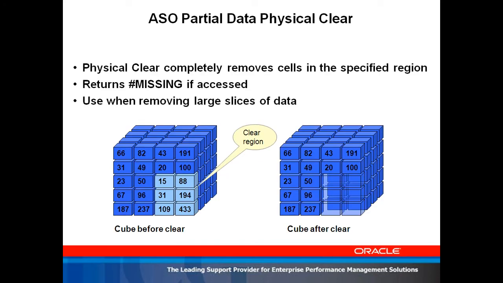But partial data clearing also allows you to do it in 2 ways: physically clearing the data or logically clearing the data. On this slide, we see the physical clear option, which actually removes the cells in the region that you specify. And so if you report on that area that's been cleared, you will receive your #Missing as usual in the spreadsheet add-in or Smart View. This method restructures the database and takes a longer time, but when done, the database is more compact. So this method is recommended when you're clearing a large amount of data.